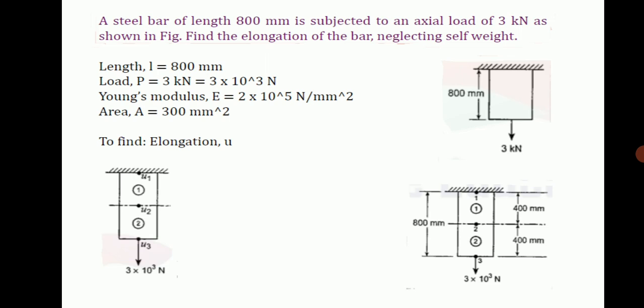So we want to put 3 into 10 to the power 3 Newton. Kilo, we want to change this to 10 to the power 3 Newton. Young's modulus given is 2 into 10 to the power 5 Newton per millimeter square, and the area given is 300 millimeter square.